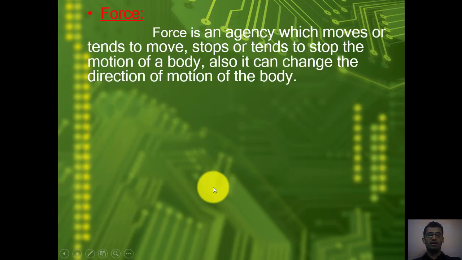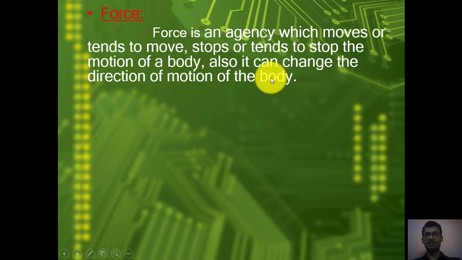Now, in chapter number 3, we have read about some other topics, that is force. We all know that force is an agency which moves or tends to move, stops or tends to stop the motion of an object. Also, it can change the direction of motion of a body.